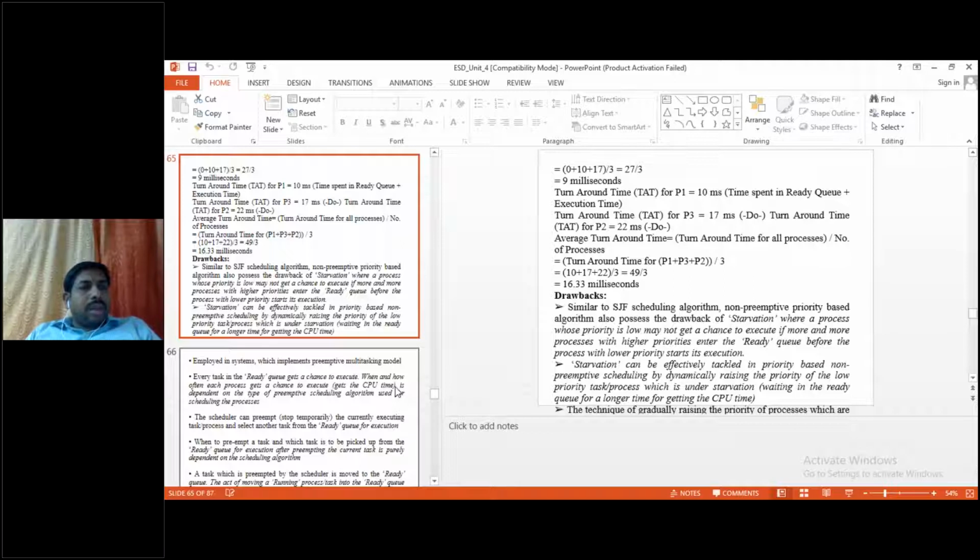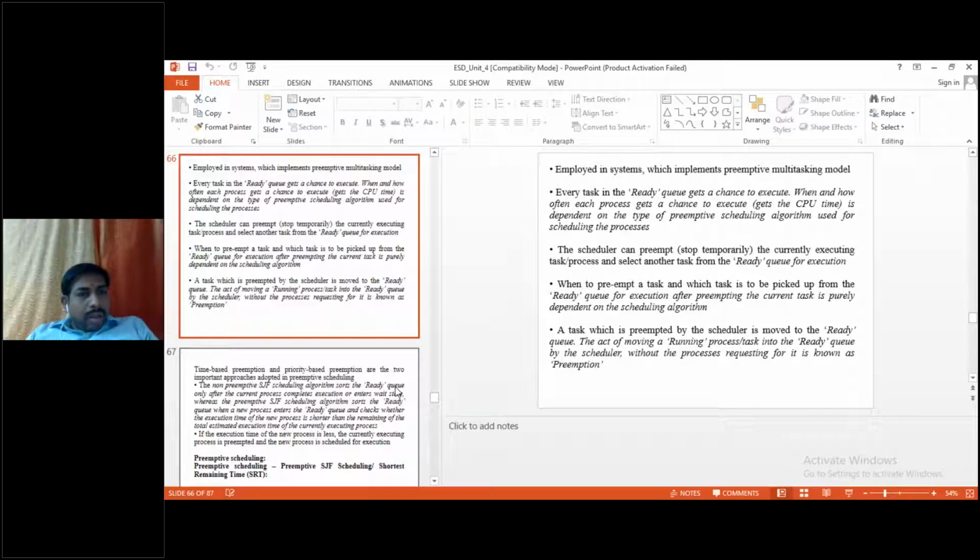If you see the drawbacks, it is similar to SJF, shortest job scheduling, but the non-preemptive priority-based algorithm possesses a drawback of starvation. A process whose priority is low may not get a chance to execute if more and more processes are occurring with high priority, before the process with low priority gets its chance for execution. Starvation can be effectively tackled in priority-based scheduling, and a task which is preempted by the scheduler is moved to the ready queue.